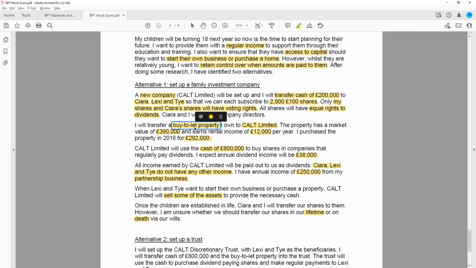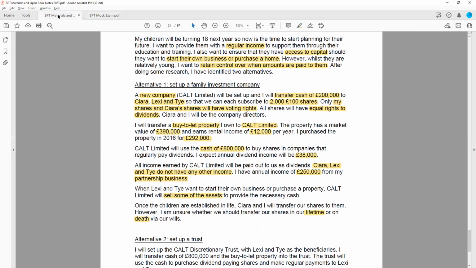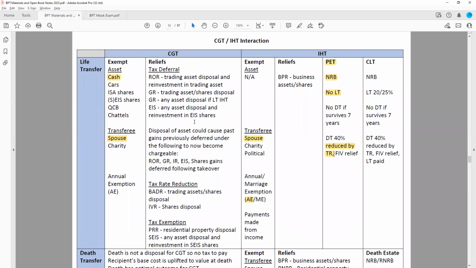So I will transfer a buy-to-let property I own to the company. We're told what the market value is, the rental income of this, and that I purchased the property for this amount. So she owns this asset. She's going to dispose of it to the company. And then again, she's disposing of another asset. She disposed of cash to wife and children. Now she's disposing of a property to a company, which of course is a connected party, and it's a gift effectively. So it's for no consideration as far as we're told.